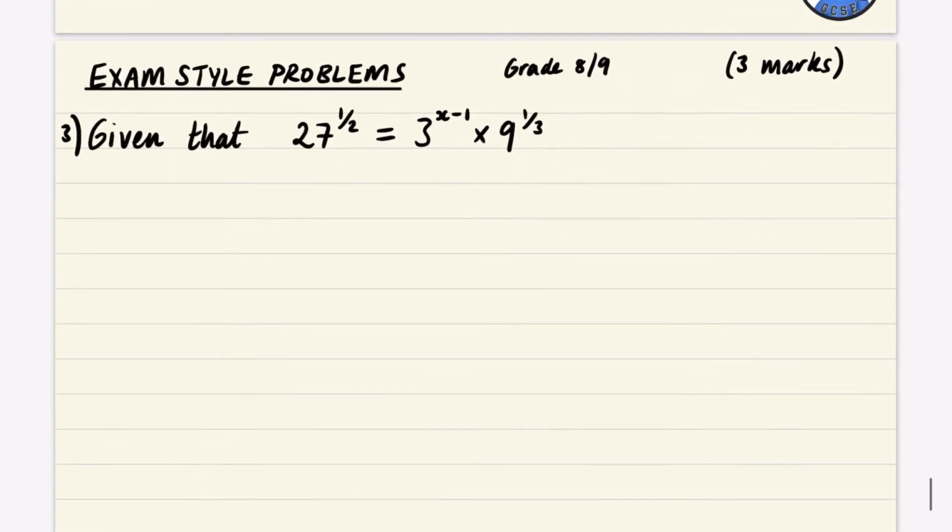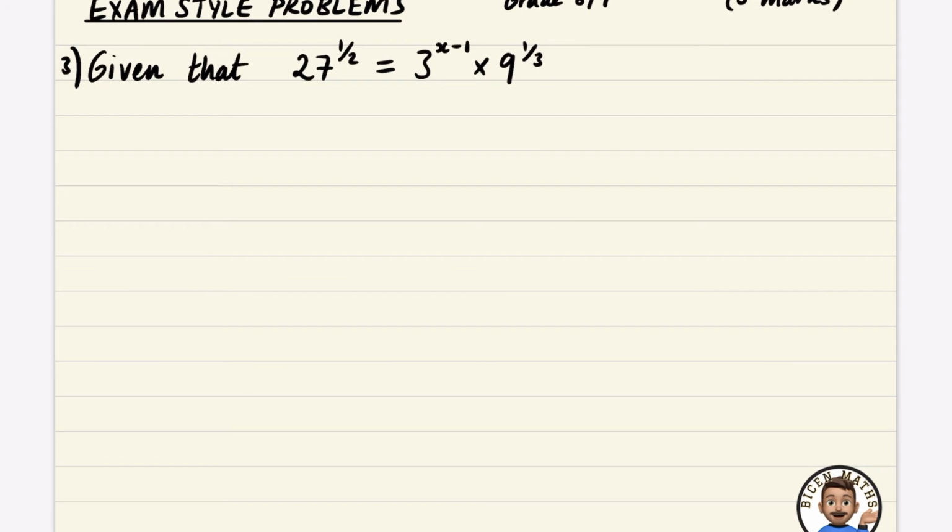And now our last exam style problem says, given that 27 to the half equals 3 to the x minus 1 times 9 to the third, I guess it should say find x, which I haven't written down, but hey, I've done it now. 3 marks. So again, 27, 3 and 9, the theme is that they all look like they're to do with powers of 3, so I think that's what we should do.